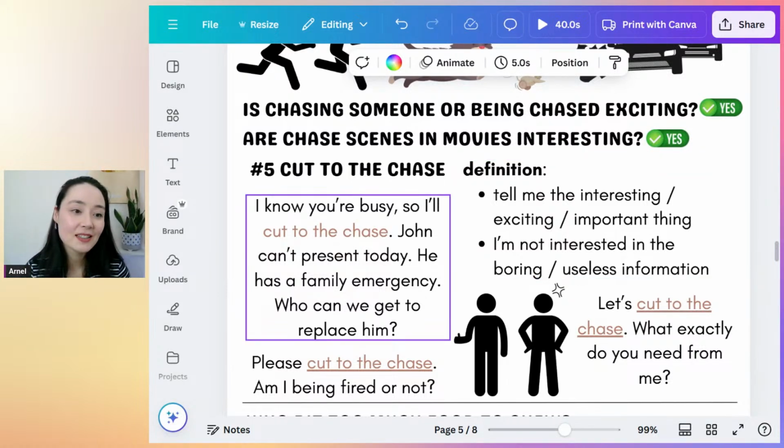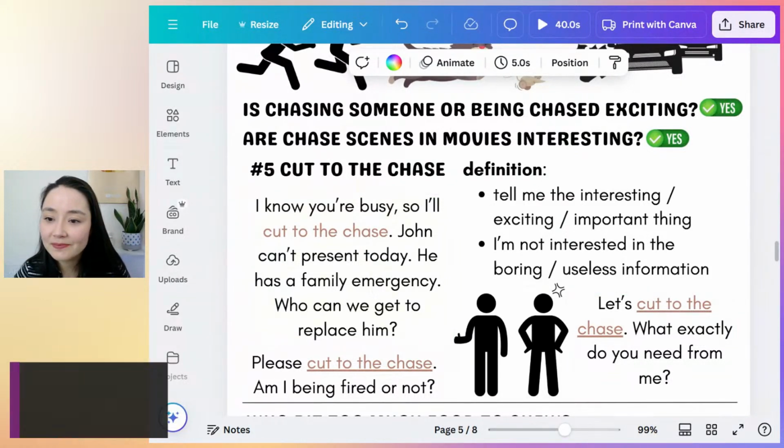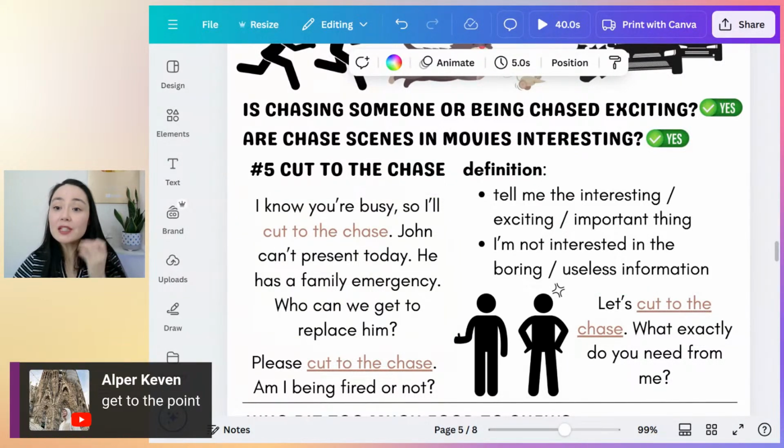First example, I know you're busy, so I'll cut to the chase. John can't present today. He has a family emergency. Who can we get to replace him? You can see this person here isn't giving a lot of details, is not telling you what the family emergency is. He's not wasting time. Nope. Cutting to the chase. Alper, that's a really good alternative. Get to the point. Come on, stop wasting time. Get to the point. Absolutely.